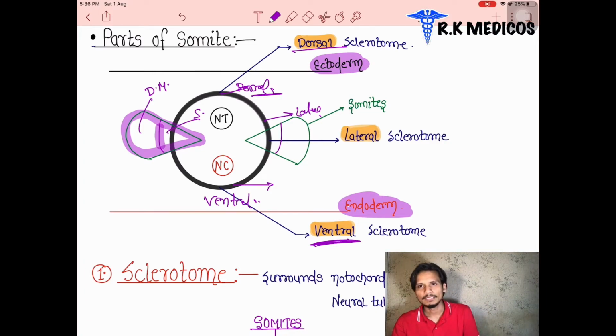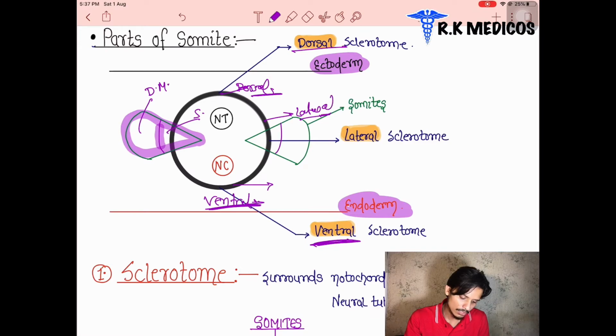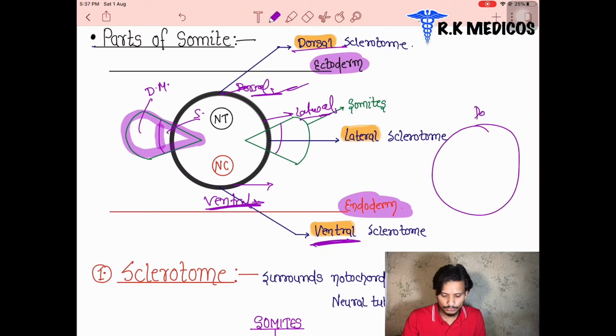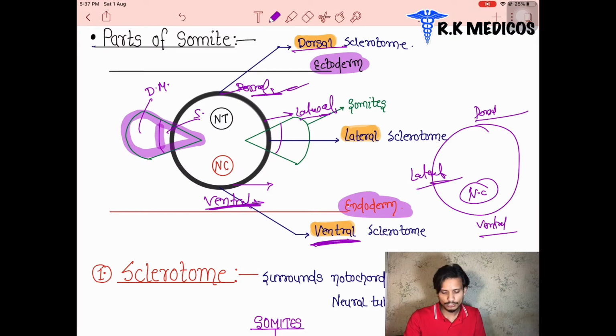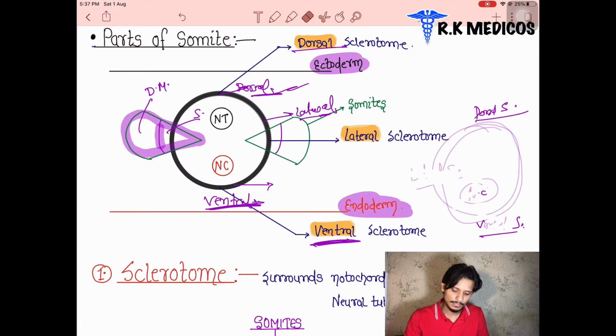So now you know the three parts of the sclerotome. Here is the ventral, here is the lateral, and here is the dorsal. So this ring has three parts: the dorsal according to the notochord, the ventral, and the lateral. These are the three sclerotome parts, because this round structure is the sclerotome. So dorsal sclerotome, lateral sclerotome, and ventral sclerotome. Hope it's clear for you now.